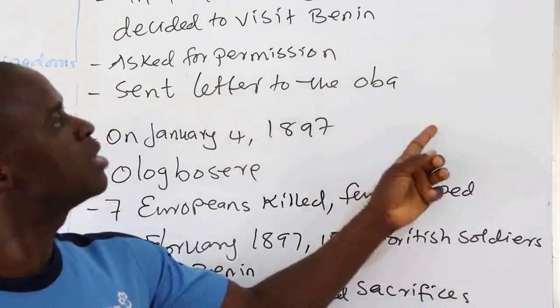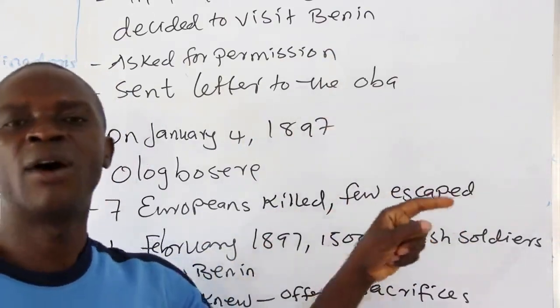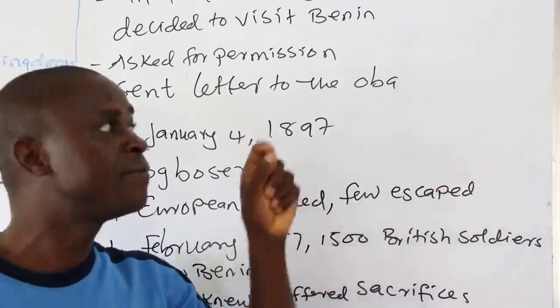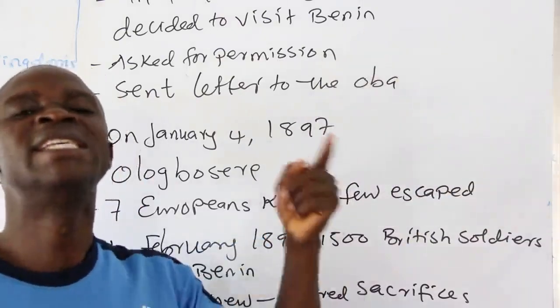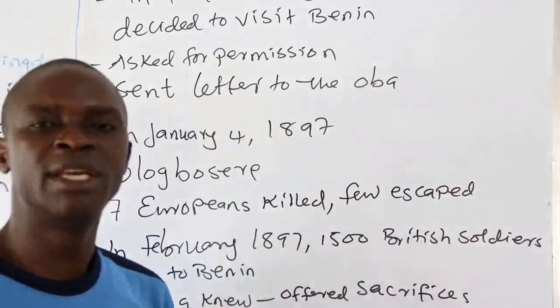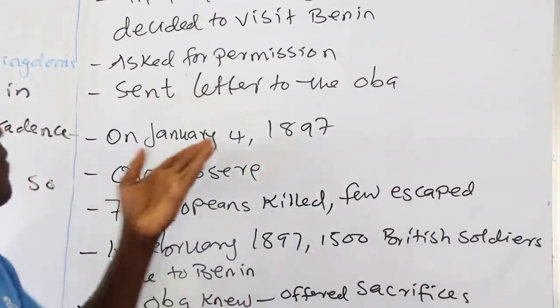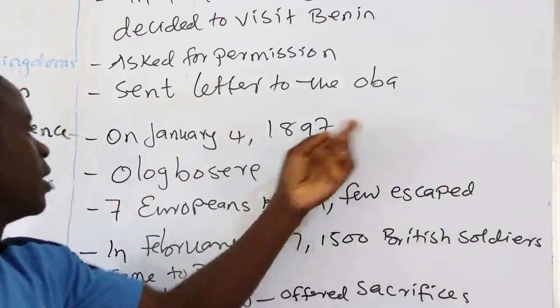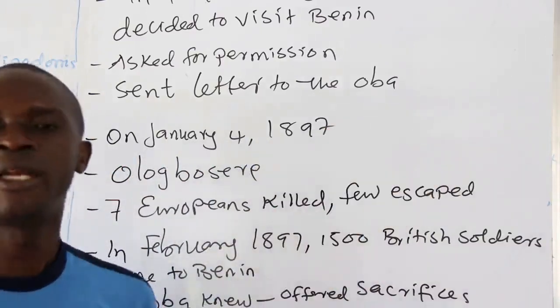In fact, there was a chief in Ishikiri who was also aware of the traditions of Benin, who advised J.R. Phillips to postpone his visit to another day. But he insisted that he was going to visit Benin at the time he wanted. So on January 4th, 1897, J.R. Phillips decided to visit Benin.